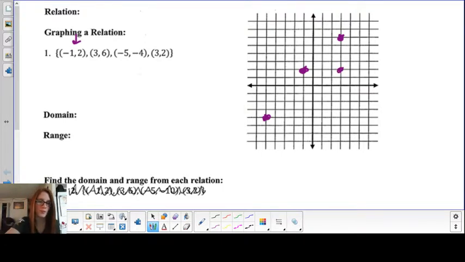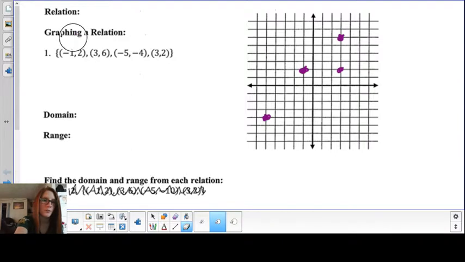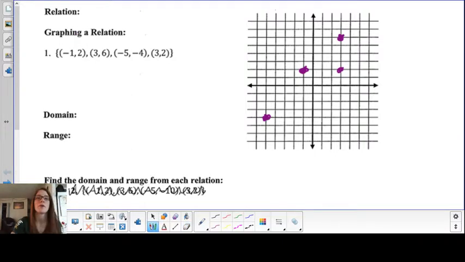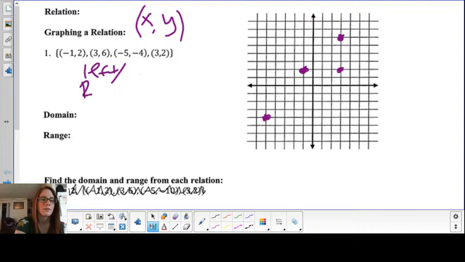Okay, so first steps first, we graphed all of our points. Remember, we go x, comma, y. X is left, right, and y is up, down.